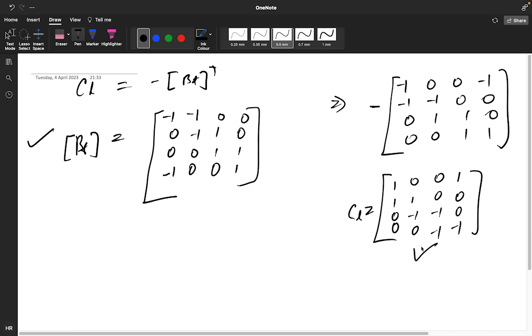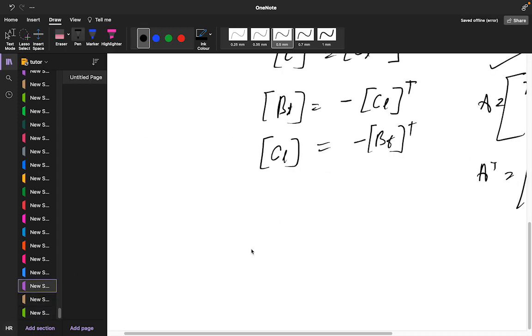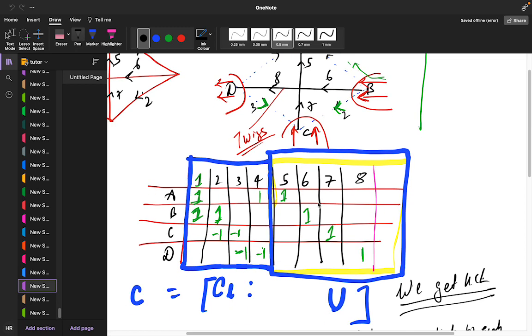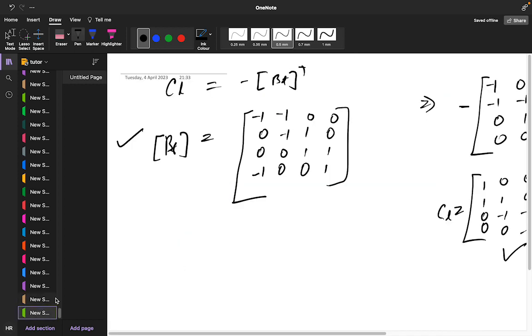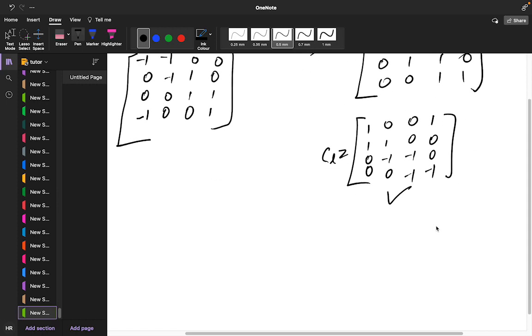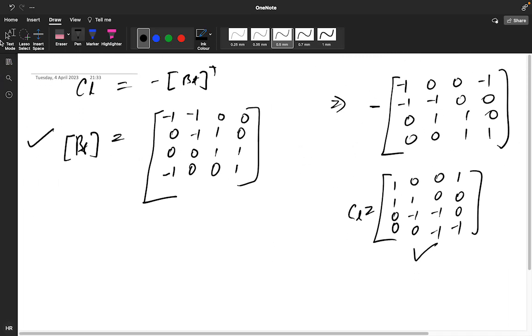This part is done. Match the answer with this. See, we are getting 1, 1, 1, minus 1, minus 1, minus 1, minus 1. The same result you will get. Okay. So this was the story of graph theory. Graph theory is now over.